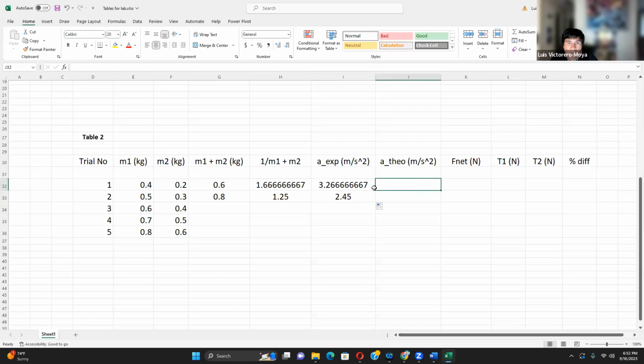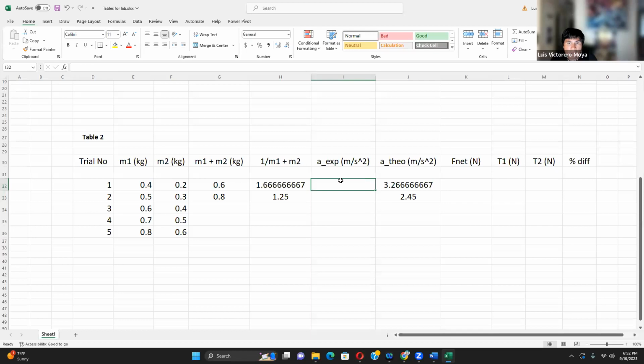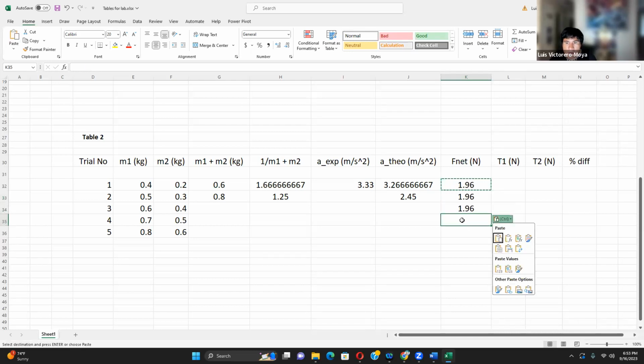Now, the theoretical acceleration, oh wait, sorry, this should go here. This is a theoretical. Experimental we didn't see it, right? So let's go with 0.4, 0.2, which gives us 3.33. Yes, of course, makes sense. So very close. The net force, that's going to be constant now because that's now equal to the difference, which you can write 0.2 only, times gravity. That's always going to be the same no matter what. So you can just copy this all the way here.